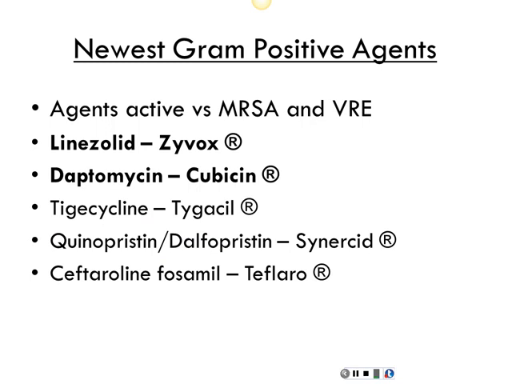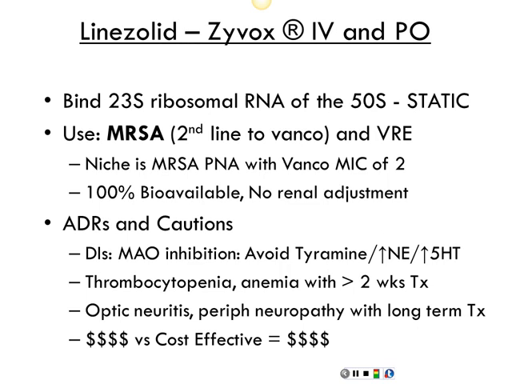Zyvox. Main thing to remember about it is it's going to be kind of directed therapy for MRSA at this point. Second line to vanco, can use it for skin infections, doesn't have any renal adjustments, doesn't have any hepatic adjustments necessary with it, 100% bioavailable. Again, it does cover VISA and VRE, so it's got good use there.